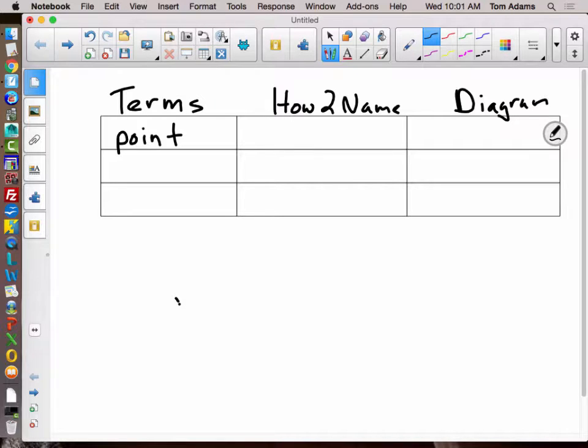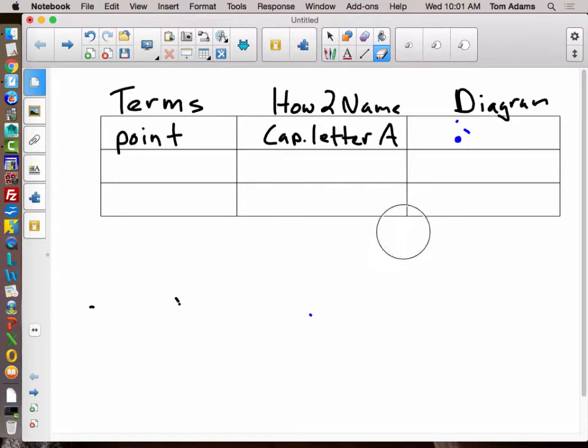And how to name it would just be like a capital letter A. Well, how would I define that? Or how would I demonstrate that? I'd have a point. Whoops, that's what I was talking about. I'd have a point and go capital A, just like that. That seems very simple, and it is.